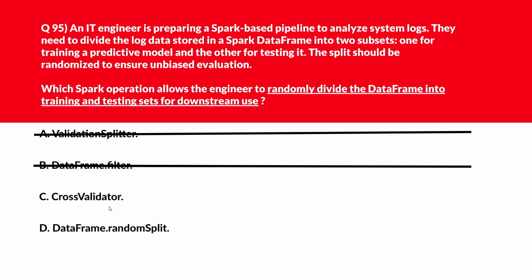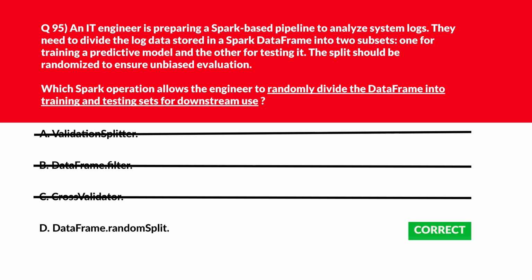We'll move to now option C. C says cross validator. Cross validator handles tuning, not data partitioning. We'll delete this. Now let's move to the last option. It says data frame dot random split. Random split divides the data frame into randomized subsets for training and testing. That's what is required, right? We need to randomly divide data frame into training and testing sets. So that being said, dot random split is the right answer.